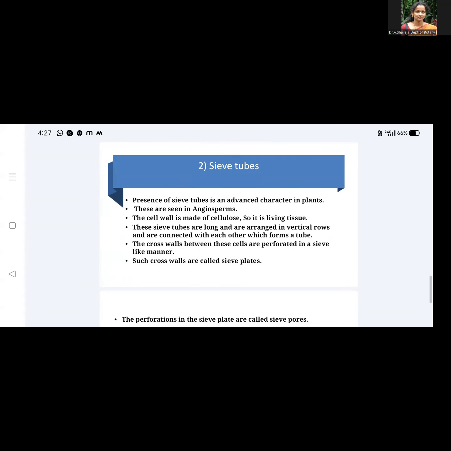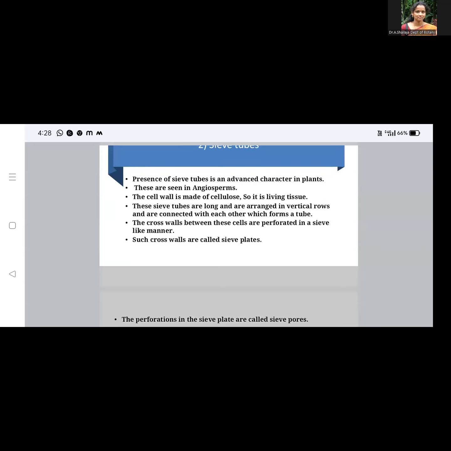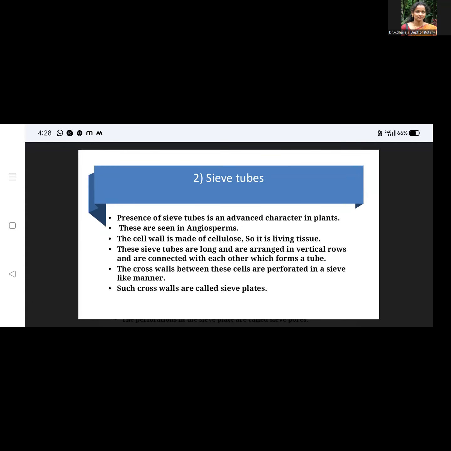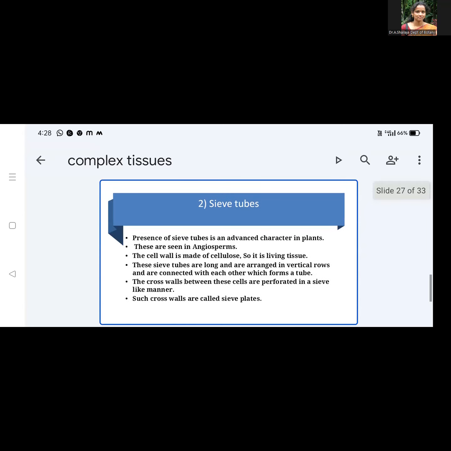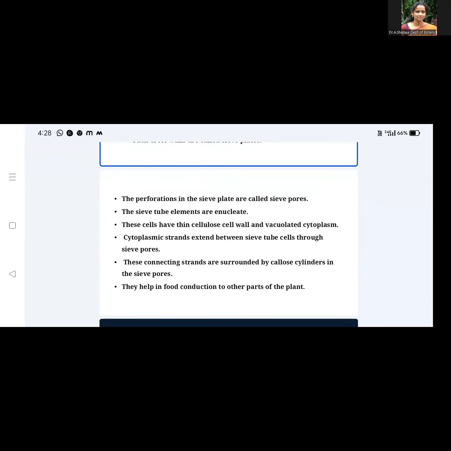Next are the sieve tubes. The presence of sieve tubes is an advanced character in plants, seen in angiosperms. The cell wall is made up of cellulose, so sieve tubes are also living tissue, like sieve cells. These sieve tubes are long, arranged in vertical rows and connected with each other, forming tube-like structures. That's why they are called sieve tubes. The cross walls between these cells are perforated in a sieve-like manner. Such cross walls are called sieve plates, as we observe in the diagram. The perforations in the sieve plate are called sieve pores.